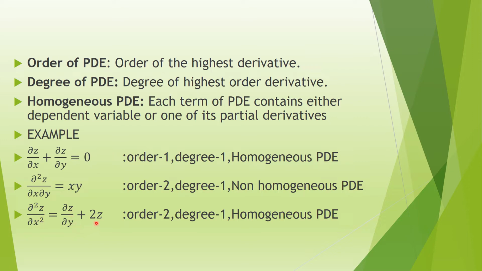Similarly, dou square z by dou x square equal to dou z by dou y plus 2z. Here what is the order? A second order derivative is there, therefore this is a second order partial differential equation. What is the degree? Its power is 1, therefore the degree of this PDE is 1. Is this homogeneous? Of course, because in each expression we have a single denominator variable. Here x is the only variable, and in the second expression y is the only variable. Therefore this is a homogeneous partial differential equation.